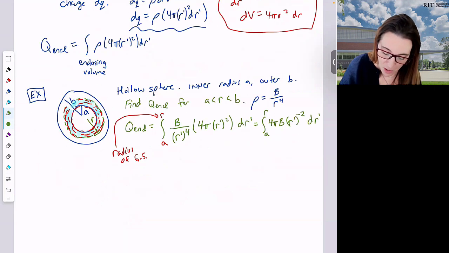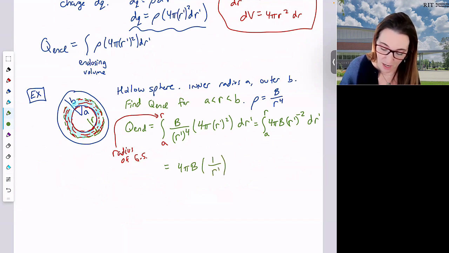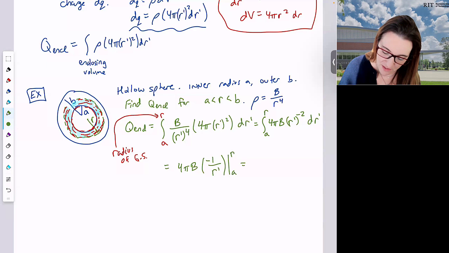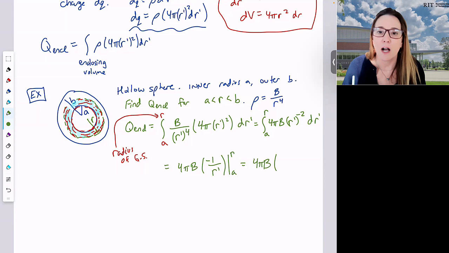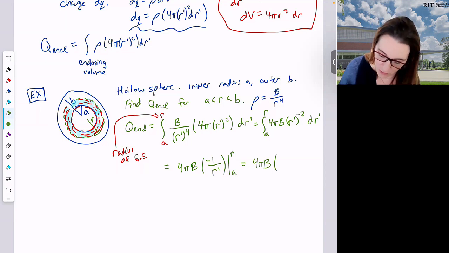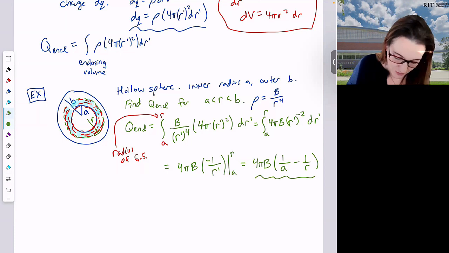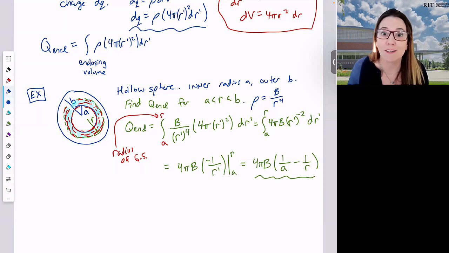And so that simply becomes 4 pi b times negative 1 over R prime, evaluated from A to R. And so when I simplify this and take care of the negative signs, I end up with 4 pi b times, and then I would be able to switch my negative signs by switching the inside terms, so I would have 1 over A minus 1 over R. And that would be my charge enclosed. And then I would use that in Gauss's law.